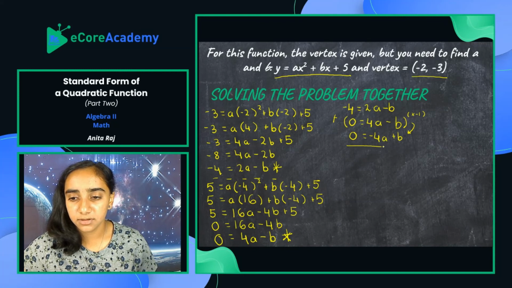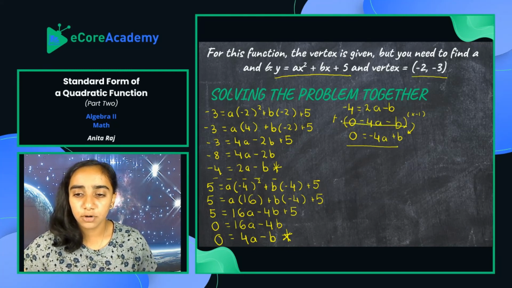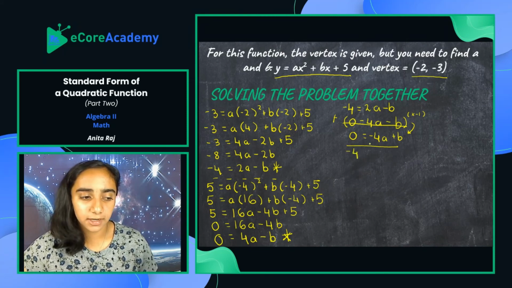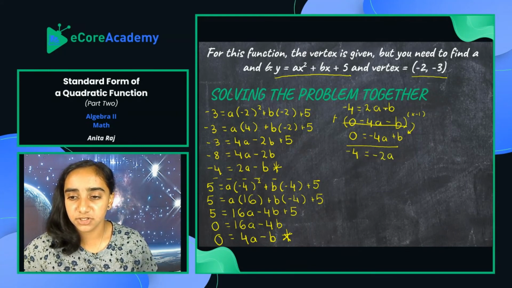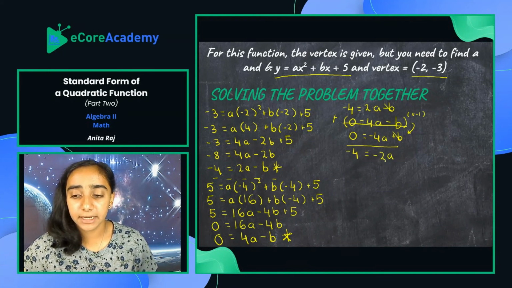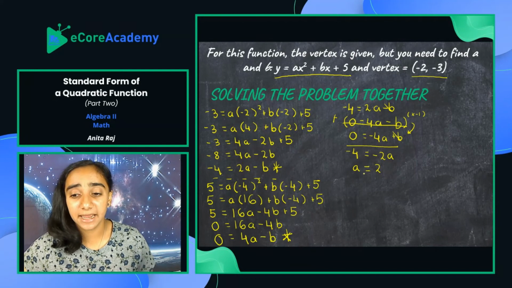So now we get this new equation. I'm just going to cross this out so you guys don't get confused. -4 plus 0 is just -4. 2a minus 4a is equal to -2a, and then your b's just cancel out. At this point, we can get a by itself by dividing both sides by -2. -4 divided by -2 is 2. So we get a equals 2.